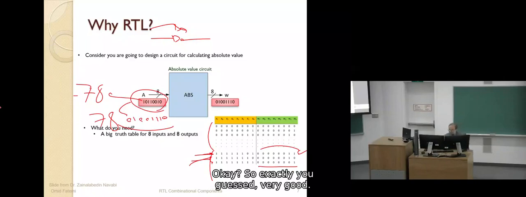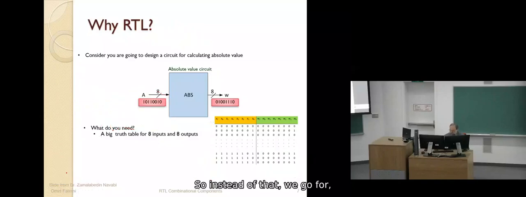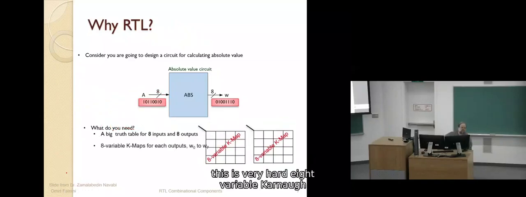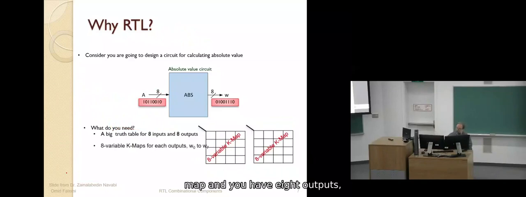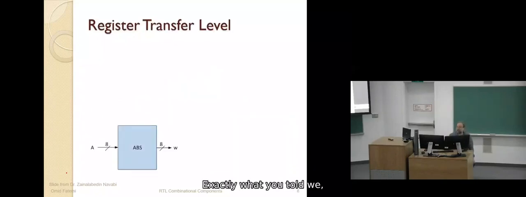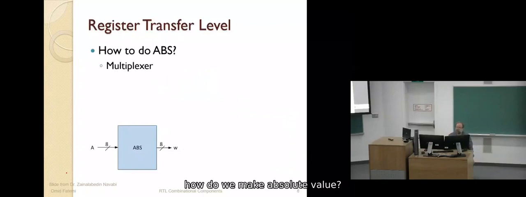Okay, so exactly, you guessed very well. So instead of that, because this is very hard, an 8-variable Karnaugh map, and you have 8 outputs. So we don't go there. We don't go this way. So what to do? Exactly what you told. How do we make absolute value?